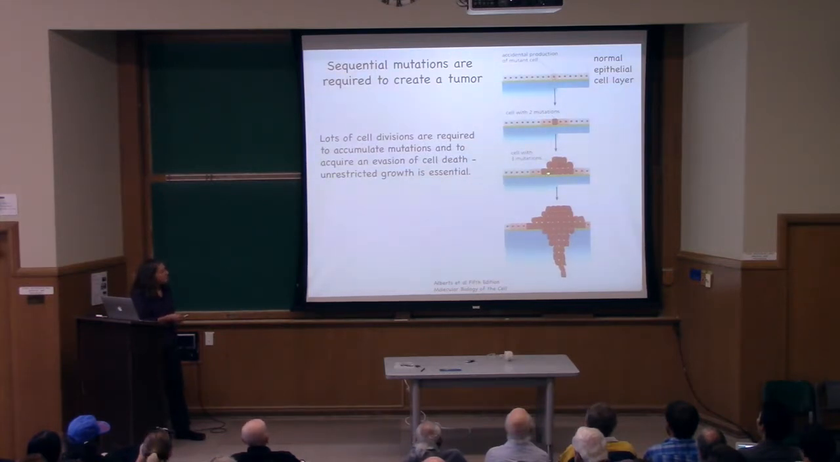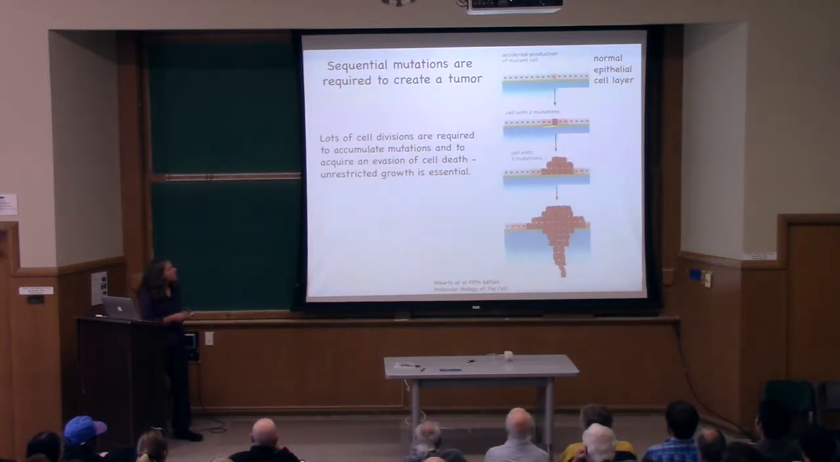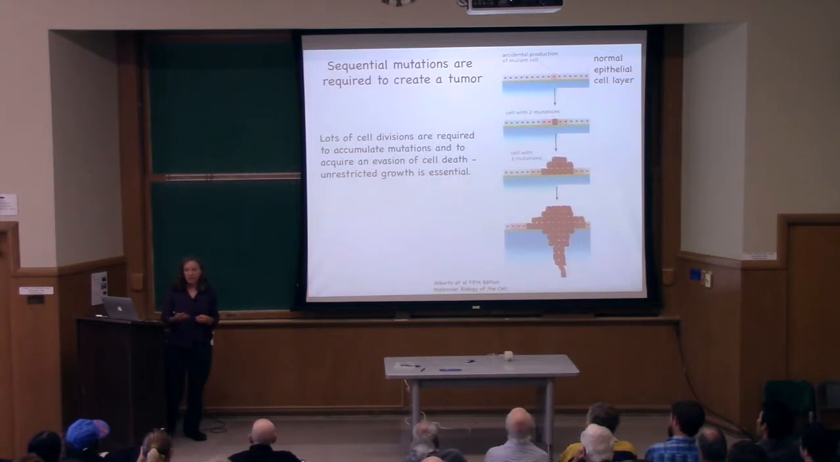So in fact, another mutation you can imagine happening here lets them degrade away that basement membrane and sneak into endothelial cells and spread through your body. So lots and lots of cell divisions are required to accumulate mutations, to divide a lot, to become mutant. And in fact, a lot of the mutations are going to cause cell death. And a lot of these cells are going to be killed by your body because they're behaving inappropriately. So they also have to acquire an evasion of cell death. So there's a bunch of hits, multiple hits, that it takes to make a cancer cell.